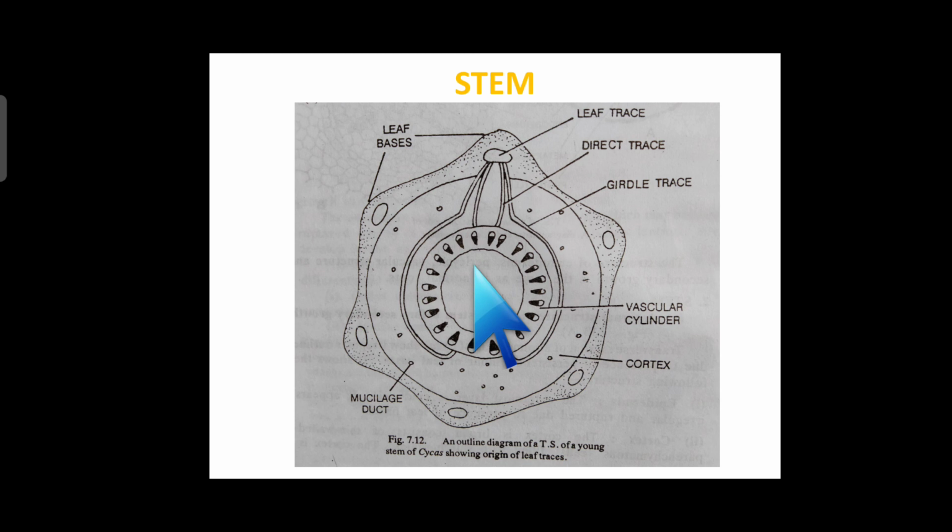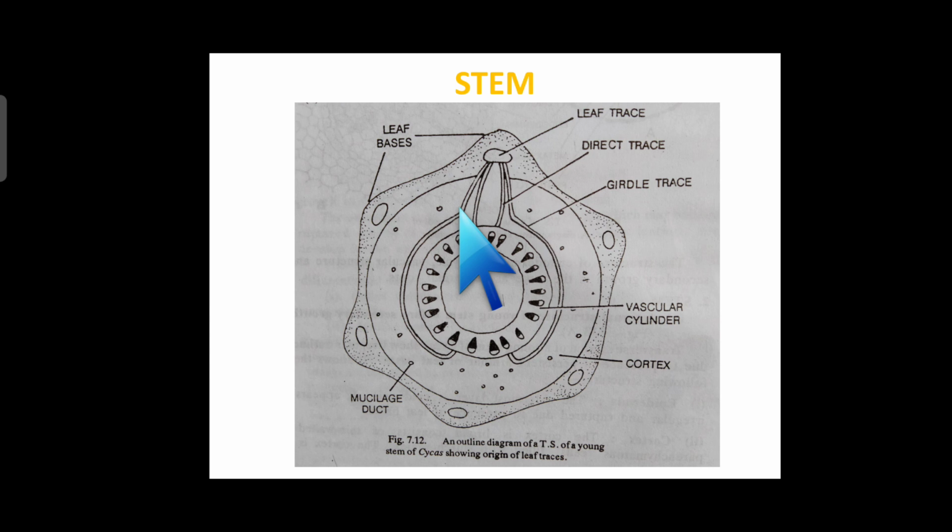Endarch, because the protoxylem is directed towards the center of the pith, and the newly formed xylem, that is metaxylem, will form towards the periphery. Okay, when the secondary growth occurs in the stem, the protoxylem will be directed towards the pith and the metaxylem will be directed towards the periphery. That is known as endarch.